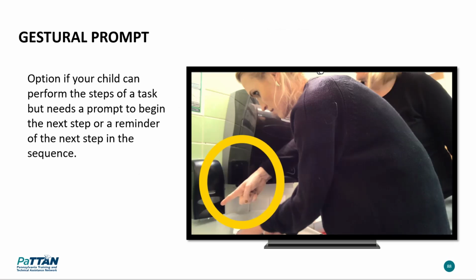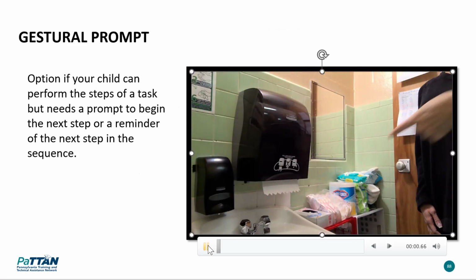So here is a video demonstration of using gestural prompts. Okay, wash your hands.